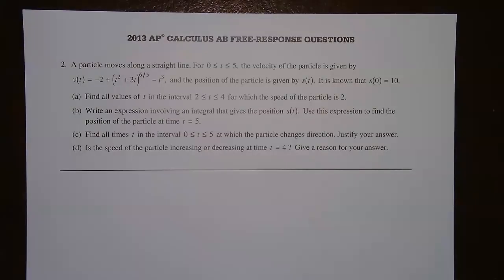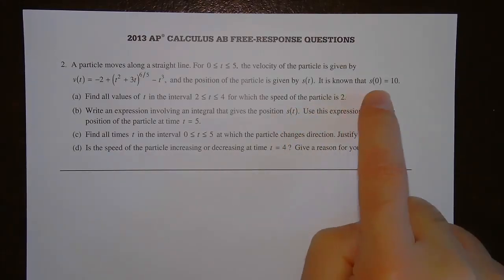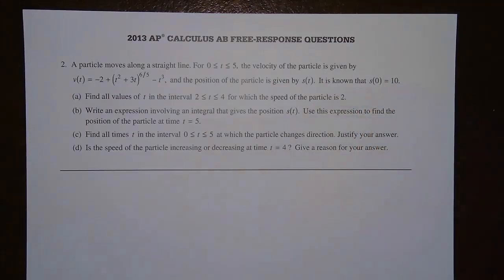So today we're going to look at question number 2 from the 2013 free response part of the exam, okay? It's dealing with a particle in motion, moving on a straight line, and they're giving you the velocity function, and the position of the particle is given by s of t, and you know that s of 0 is equal to 10. So we know the starting position is at 10. Okay, so let's go ahead and answer part A.